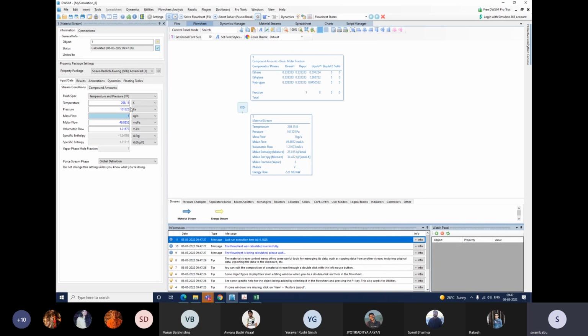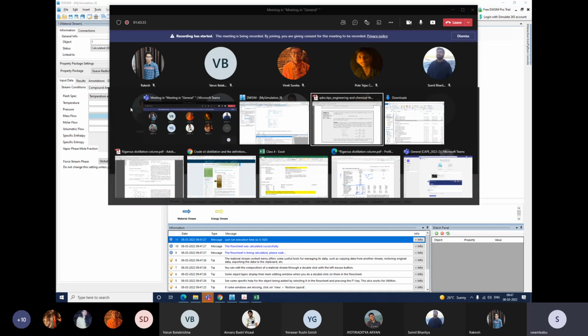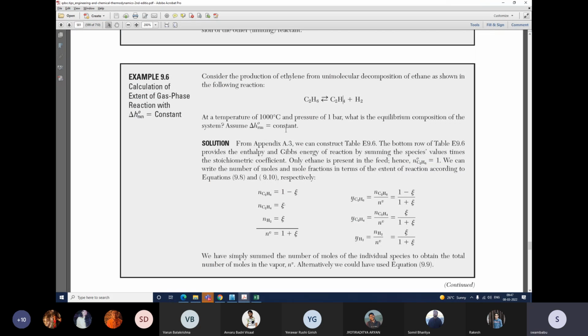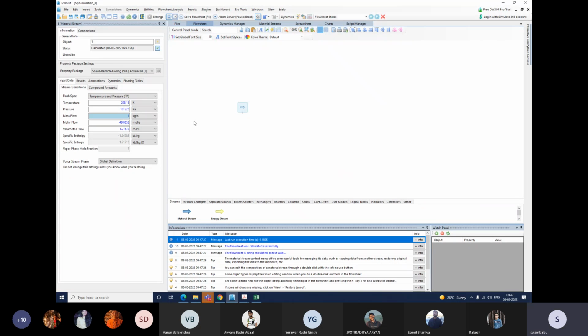So in the feed here, the temperature is 1000 degrees centigrade and pressure is 1 bar. So I should say 1000.